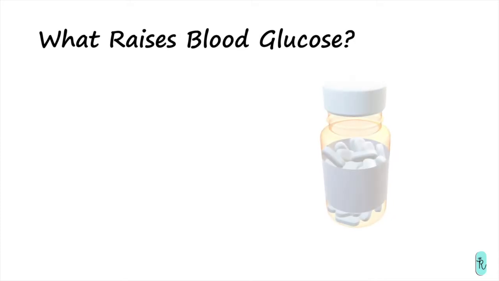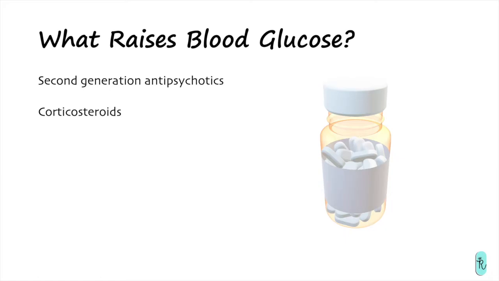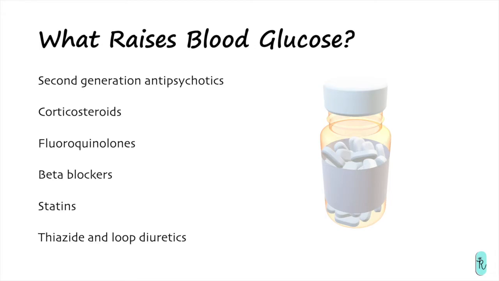As pharmacists, it is always important to look for drugs that can raise blood glucose. These include second-generation antipsychotics like olanzapine and quetiapine, corticosteroids, fluoroquinolones, beta blockers, statins, and thiazide and loop diuretics.